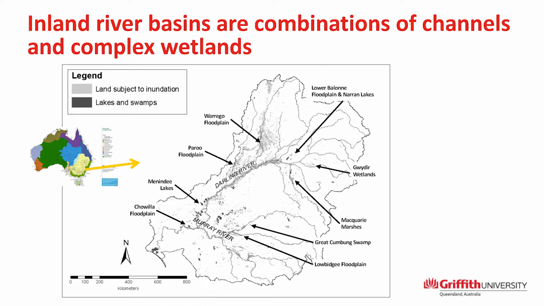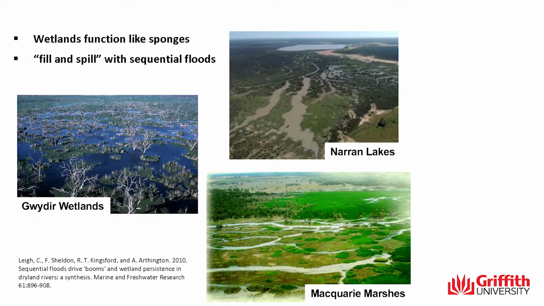And the whole thing sort of terminates in Menindee Lakes, which naturally would have been a cascading series of lakes with permanent to very ephemeral lakes that the water would have filled up before the Darling continued on down the main channel and the Anabranch. So the whole system was this complex balance of ephemeral water bodies. So those wetlands function very much like sponges, fill and spill with these sequential floods that come through. So there's just some pictures that are a bit blurry of some of those wetlands.